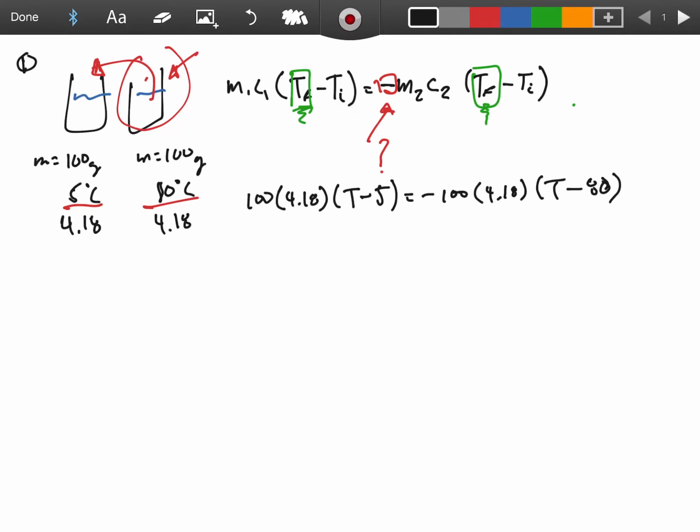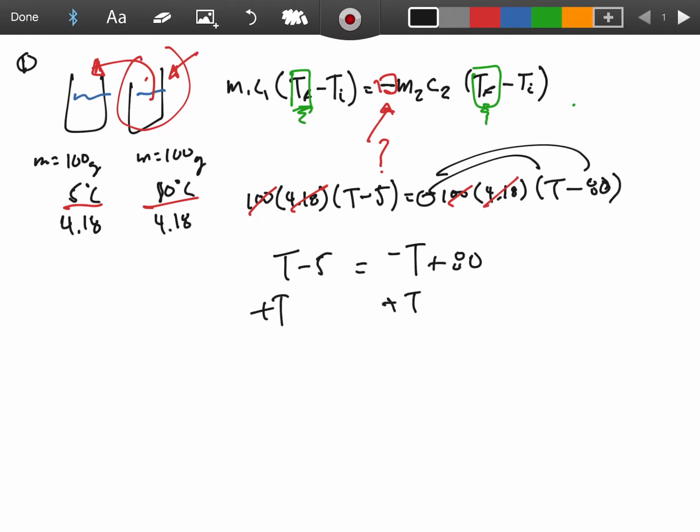Now, with this problem, I've picked some nice numbers. The masses are the same, so those 100 will divide out. The specific heats are the same, so those will divide out. So I'm left with T minus 5 equals, take this negative, distribute it in, negative T plus 80. Okay, so I'm going to add T to this side, add T to this side, and I'm going to add 5 here, and add 5 over here. So I have 2T equals 85.